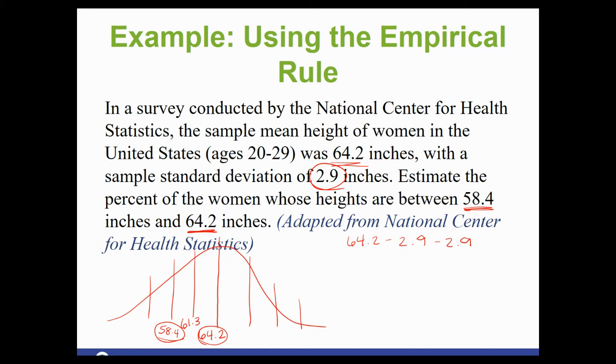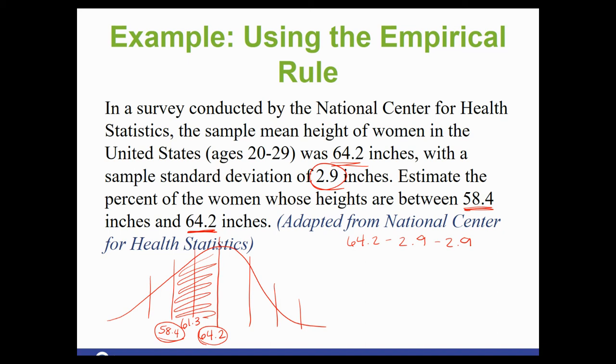So once you find the markings that you're looking for, it will be one of these lines. It'll never be in between. Then what we want to do is find the percent of women between these two numbers. So we want to know the percents in these two sections.